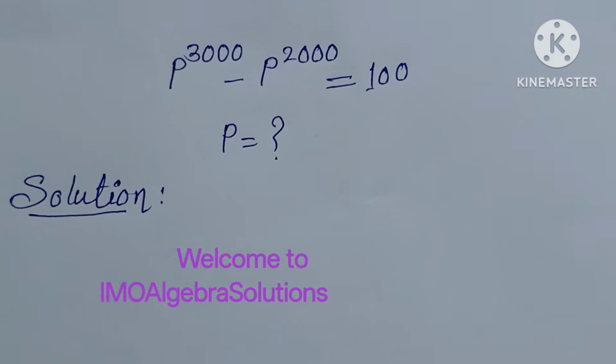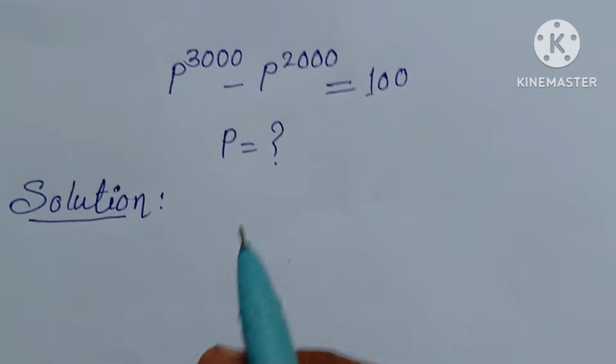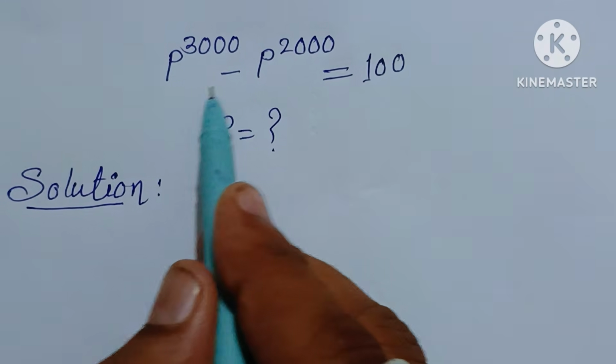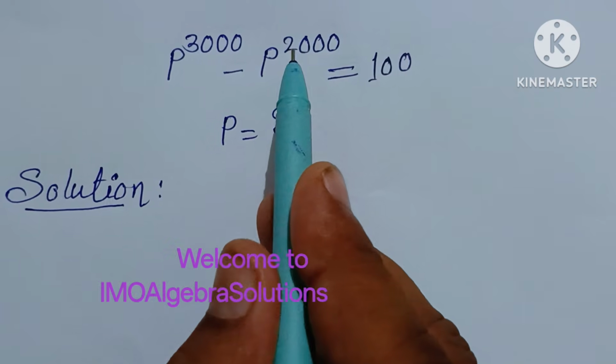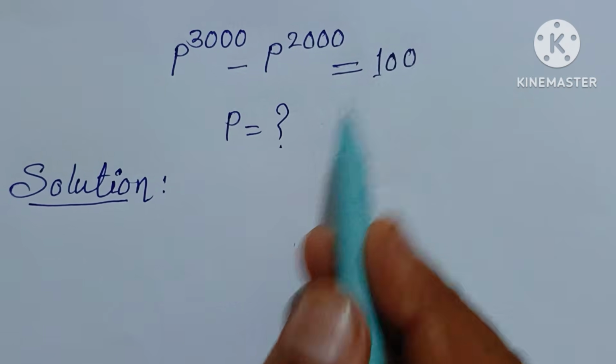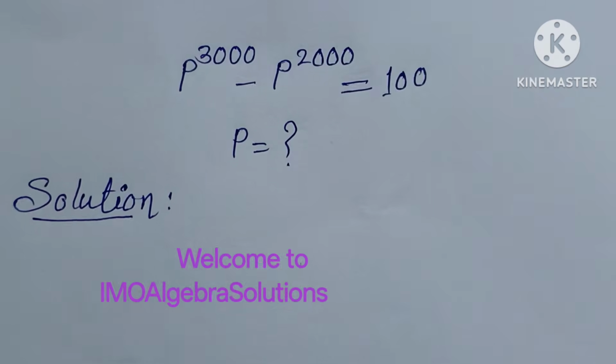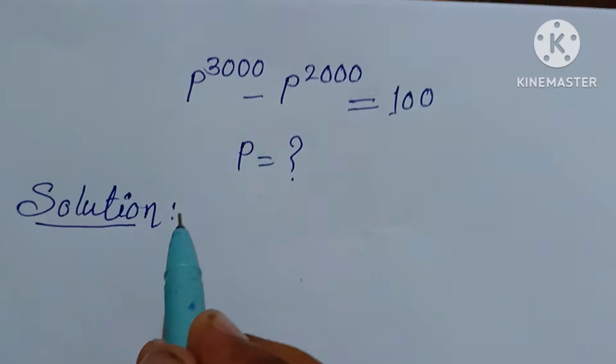INMO Algebra Solutions. So today we will see an exponential algebraic problem. P raised to power 3000 minus p raised to power 2000 is equal to 100. P is equal to question mark. So we have to find the value of p. So let's start the solution.